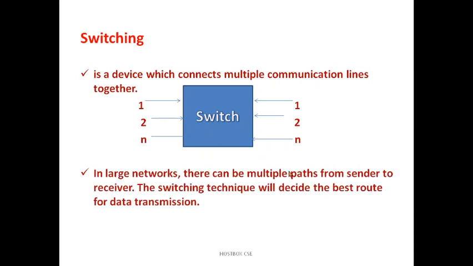Then in large networks there can be multiple paths from sender to receiver. So here what will happen? The switch always decides the best route for transmission. Okay, so whenever you want a system, the best example is the telephone network.